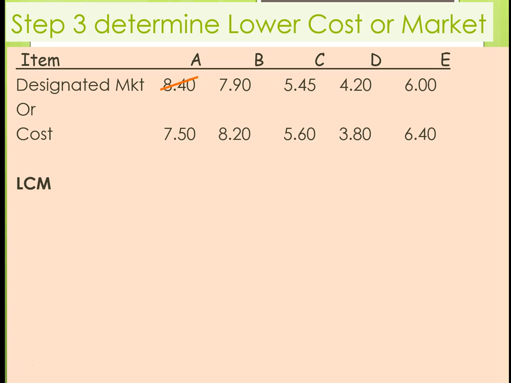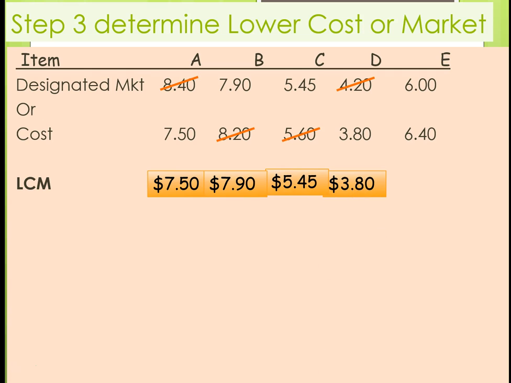So in the first case, we're going to stick with our cost of $750. In the next case, we're going to go with the designated market. And for C, we're going to go with the designated market. For D, we're going to go with the 380. And for E, we're going to go with the designated market.